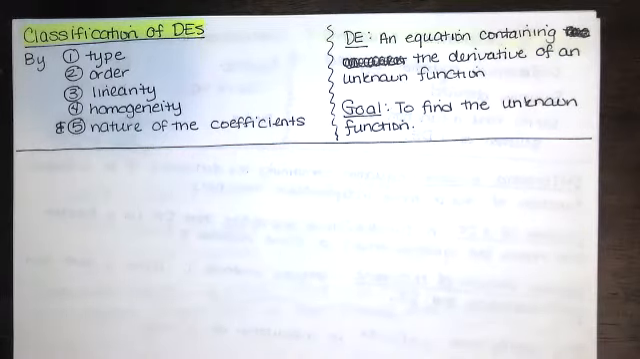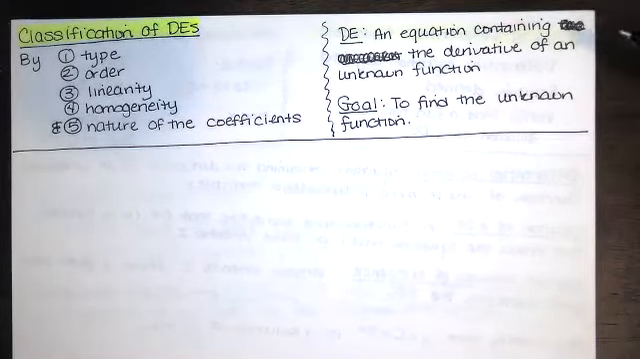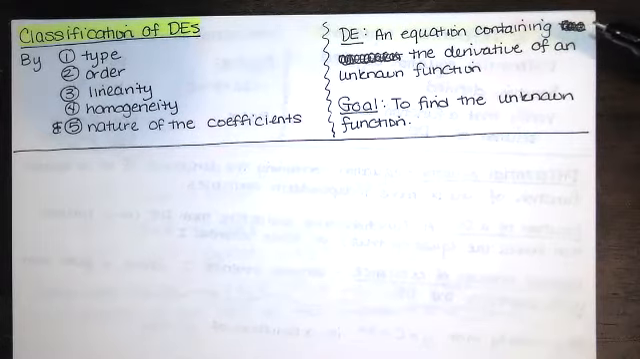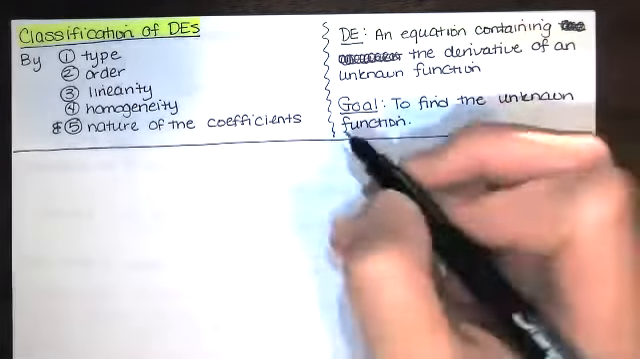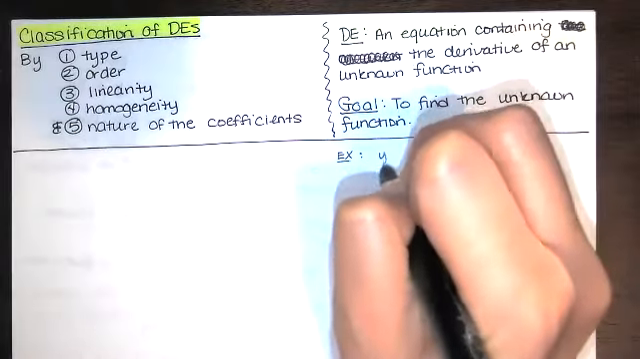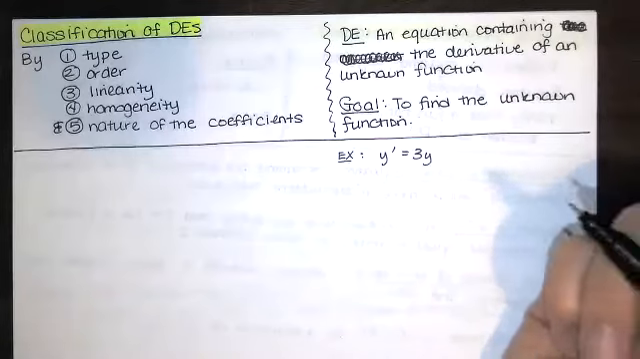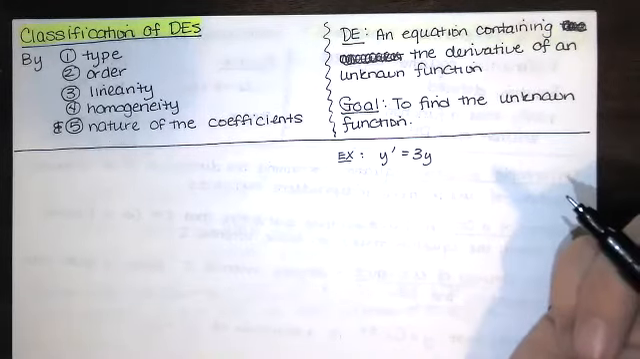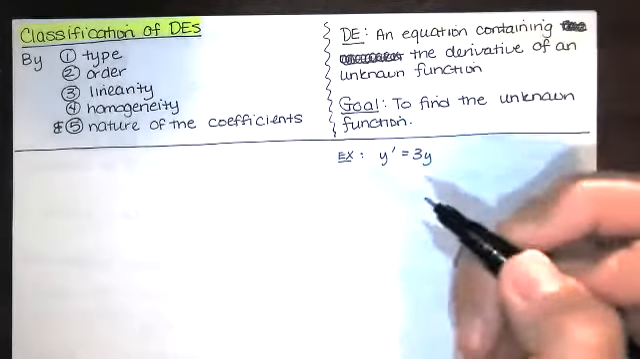This video is about classifying differential equations. Just as a brief recap, a differential equation is just an equation that contains the derivative of an unknown function, and our goal is to find that unknown function. So here's one example that we looked at in the last video. And it turned out that y equals e to the 3x, or a constant times e to the 3x, would work. It would satisfy this differential equation.